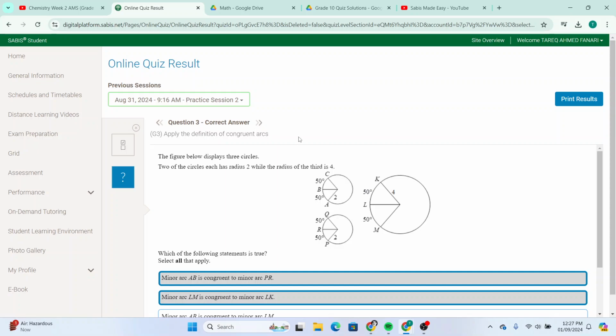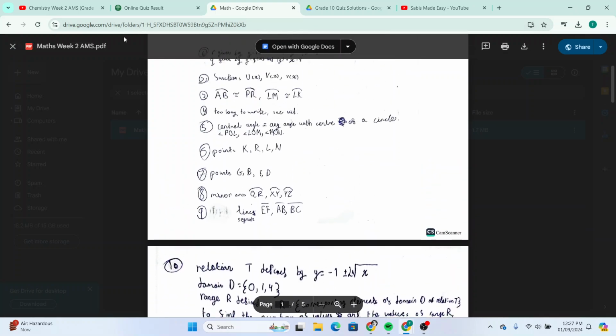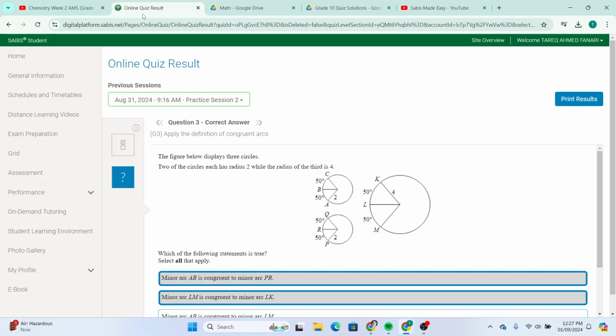So here, I don't have anything to draw with, so this is going to be a bit of a problem. Let me see if I have it on this. No, I don't. Okay. So here you're going to have CB congruent to AB because they're in the same circle and they're radii, so the measures are equal. The measures of the radii are congruent, and the angles are congruent. As you can see, they're both 50. So this would be CB congruent to AB.